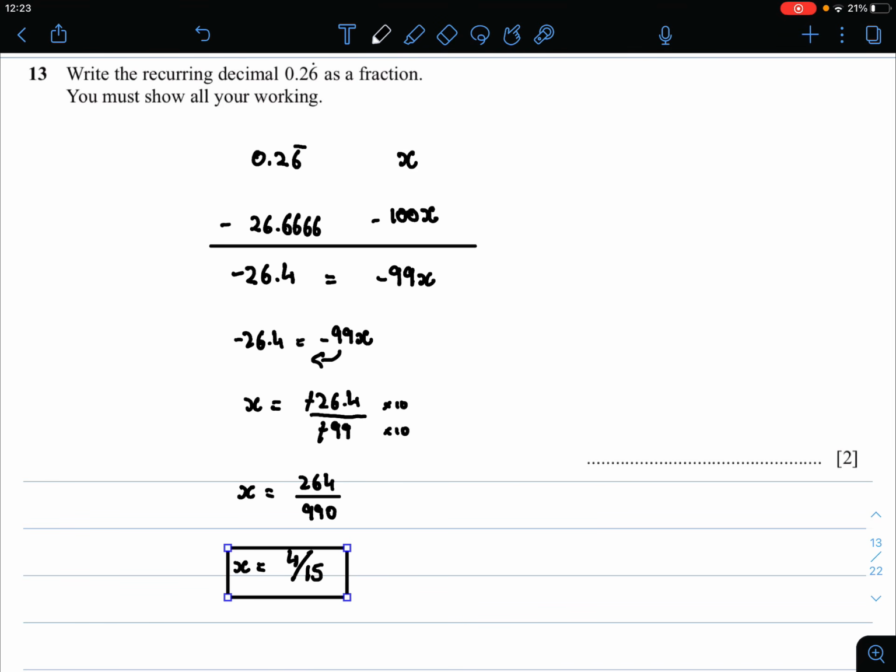If you still aren't getting a simplified form of the fraction, you can go ahead and reset your calculator by clicking on shift 9 3 equals and AC, and your calculator will be reset, and now you can input 264 by 990 and you should be able to get a simplified form of this fraction. So therefore 4 by 15 is your final answer for question 13.